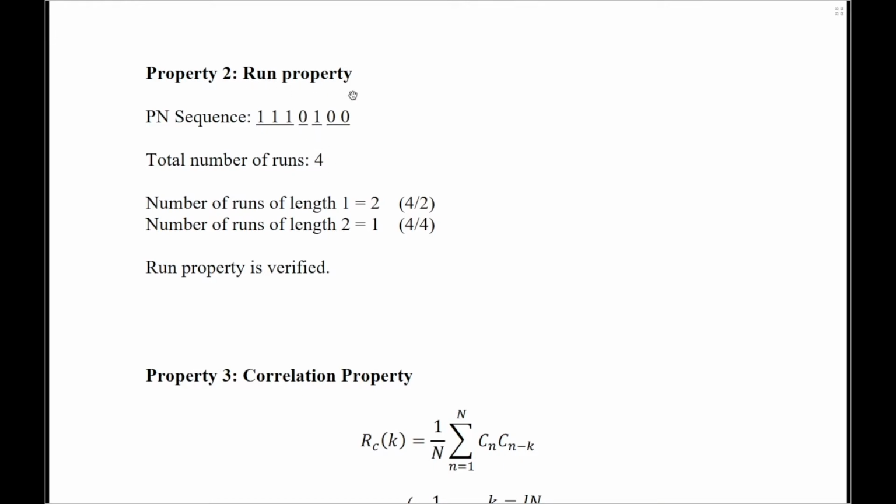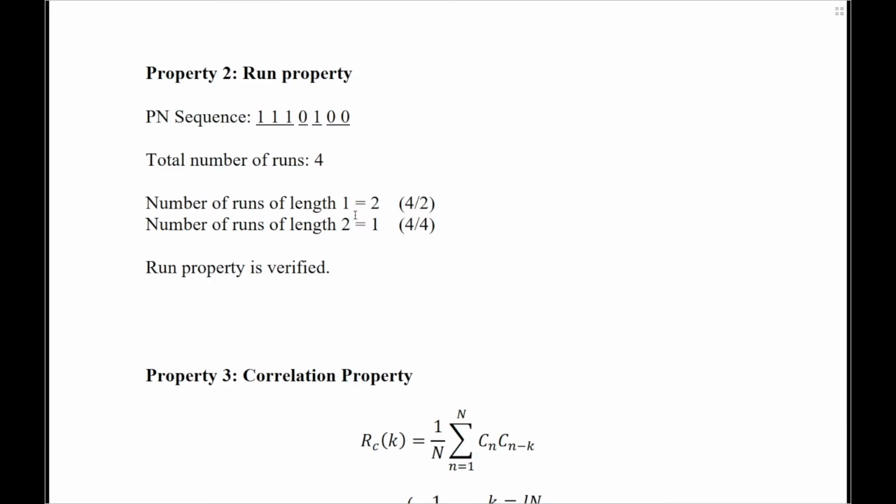What does the run property say? It says that among the total number of runs, 1/2 of the runs are of length 1, 1/4 of the runs are of length 2, 1/8 of the runs are of length 3, etc. However, in this particular case, the length of the P-n sequence is 7. So, we will not take 1/8 of the runs because it does not apply here. So, we will only verify the number of runs of length 1 and 2.